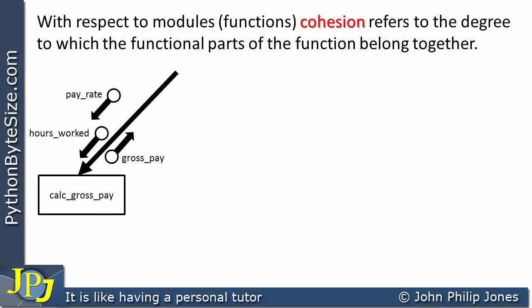Let's have a look at this example here. Here we've got a module that calculates the gross pay. Now, that module is cohesive. What does it do? It does one thing. We can see quite clearly what that's about. And for this module, I can send it 2 bits of data and I expect 1 bit of data back. And it's cohesive, it's strongly cohesive, I would say, because it's clear what it's doing.